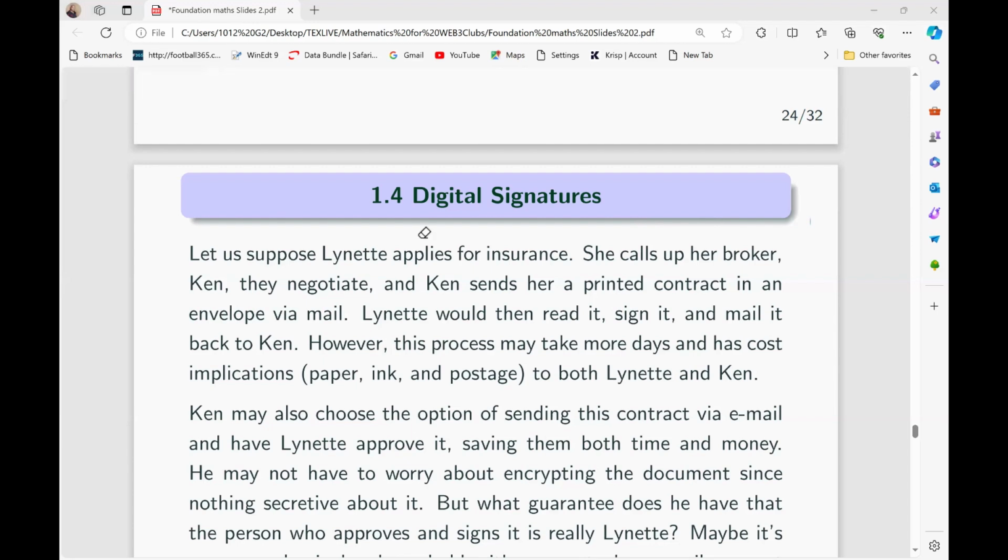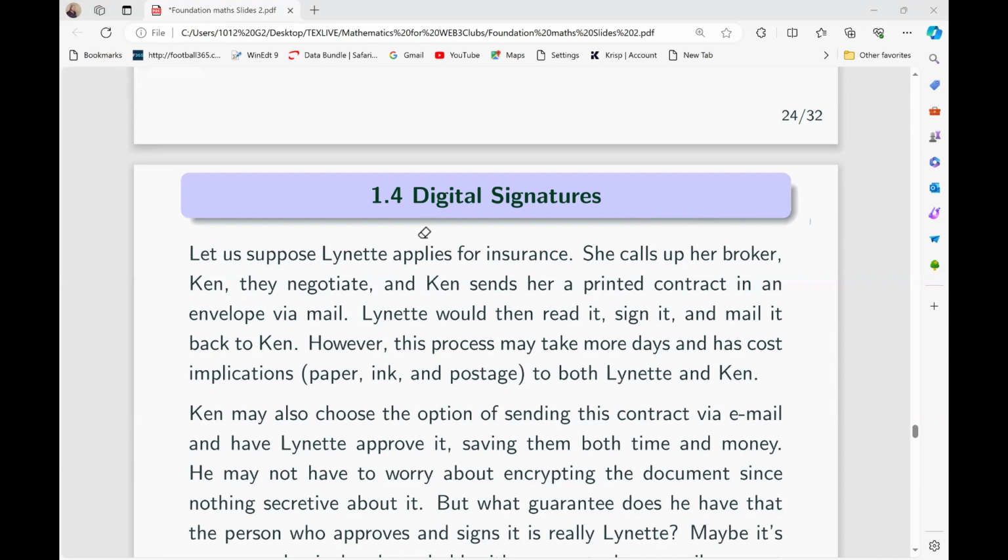Now, the broker may also decide on a method that is faster and less expensive. And maybe that one is by just sending you an email with a contract to sign. So he does the contract and then sends it to you by email. Now, the problem is, if it comes to you by email, you may sign, but how will the broker be sure that it's you who signed?